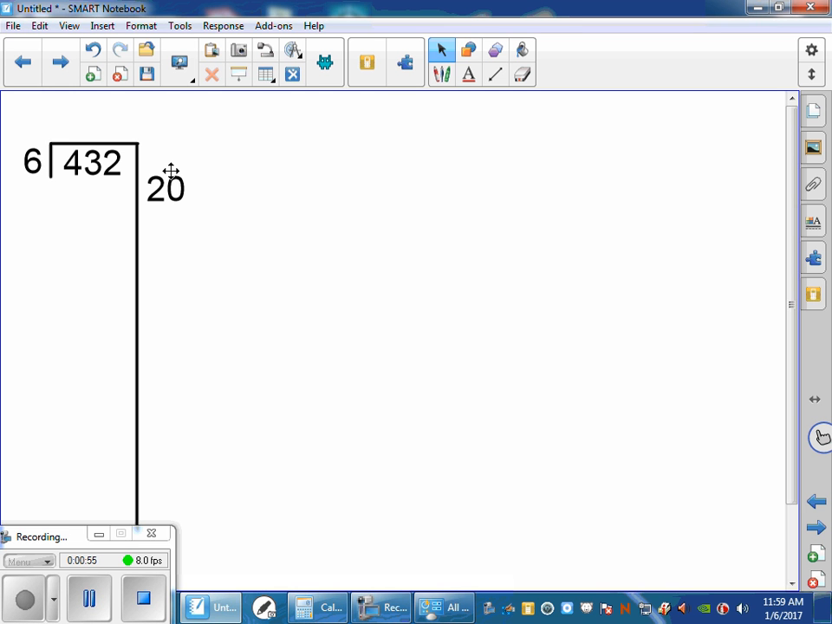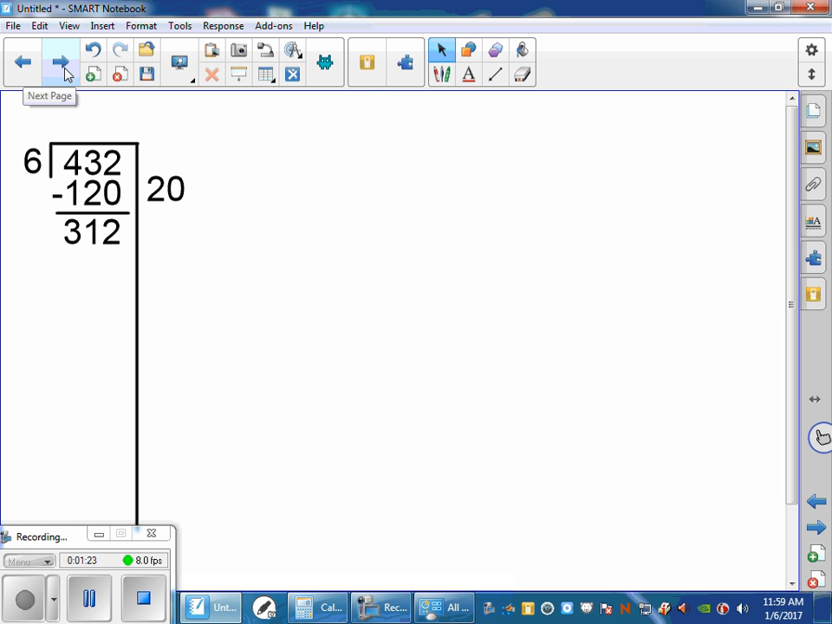6 times 20 is 120. So I should be able to take that out of 432. So 20 groups of 6 would be 120. We started with 432, and now we're taking out 120, which would give us 312 left. So next we need to say how many 6's go into 312.